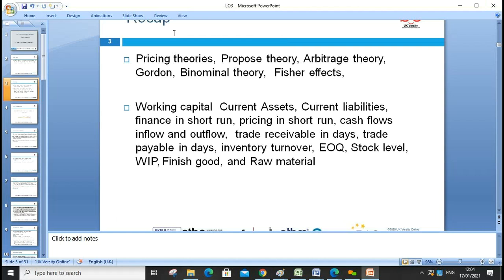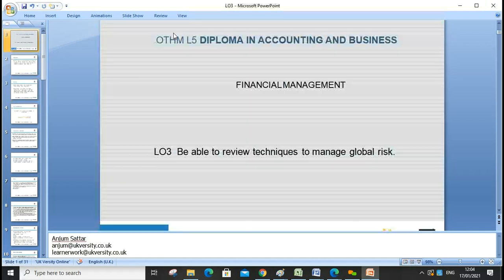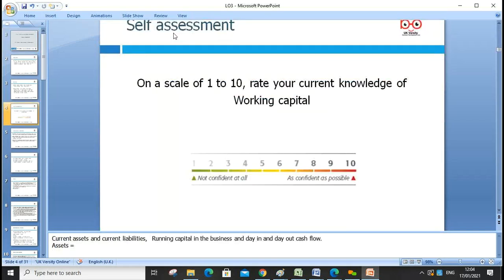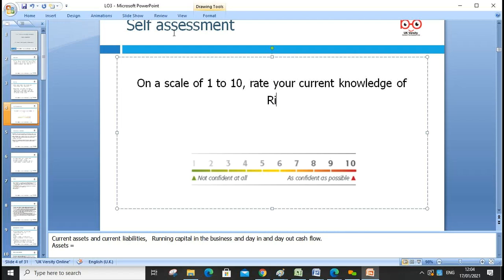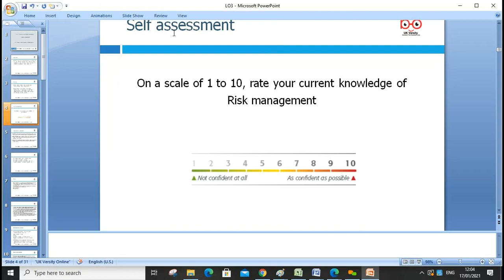So today's lesson we will go through LO3, which is about risk and how we manage risk. Let's leave working capital aside and draw on your knowledge about risk management. Do we know what is meant by risk? From 1 to 10, where are we? How much do we know? Five. Okay, so we're in the middle. We'll see how much we will know through this lesson. It's always good to be reflective.